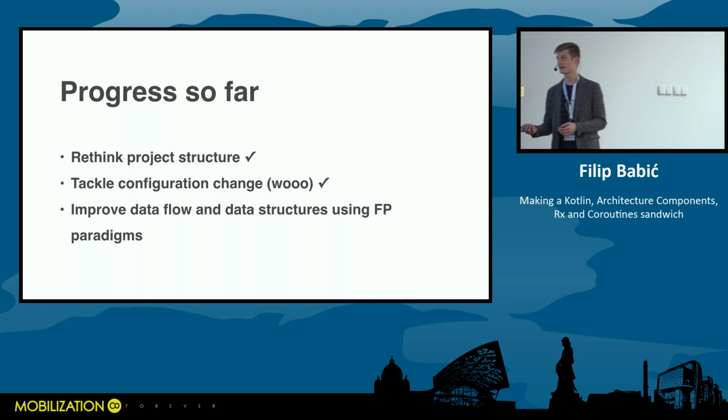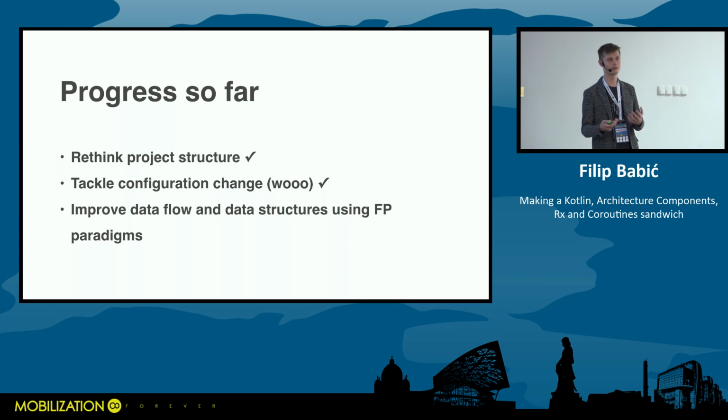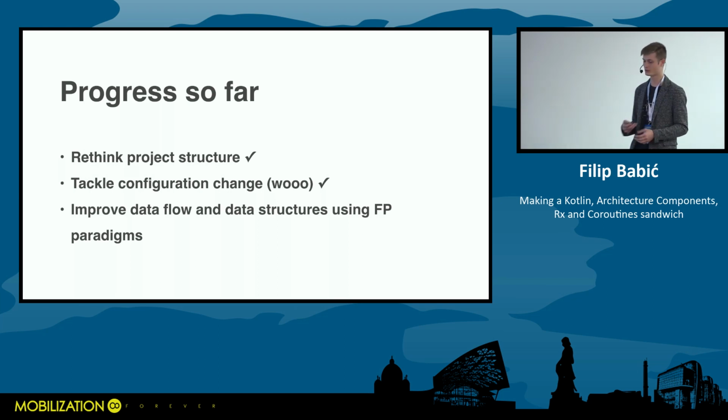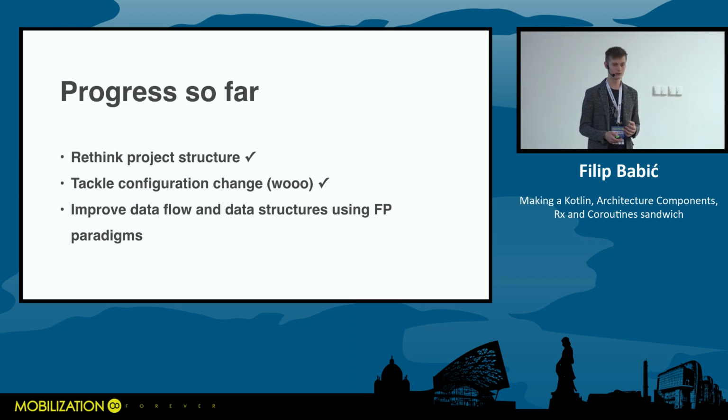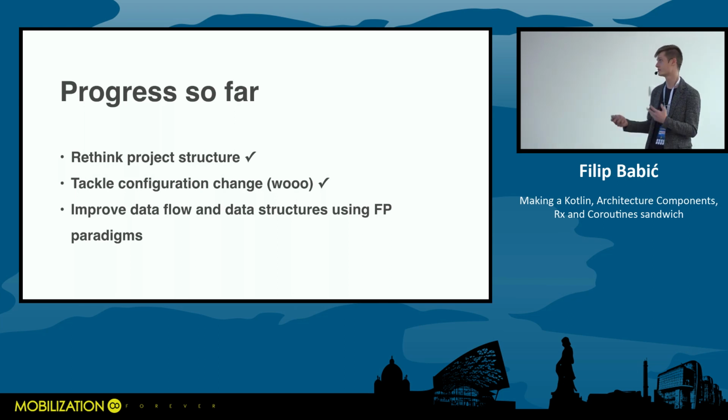Another thing, or the last thing we have to do, is improve our data flow. So one problem on Android is we have a lot of mutable state. We have a lot of checks around models. So if something is null or not, if there are present fields, so we can build better data structures and better data flow for these cases using functional programming paradigms like monads, and we can really improve our code in a way that we always know what we have.